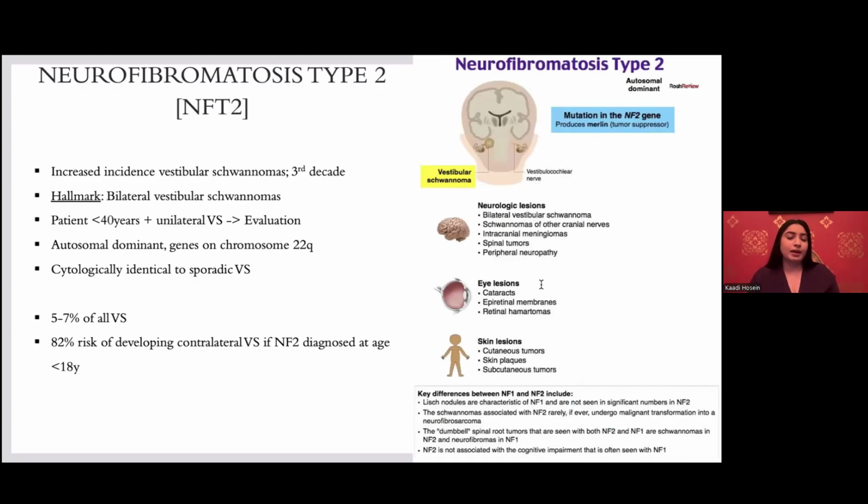The incidence of vestibular schwannomas is increased in NF2, with a peak incidence around the 3rd decade of life, with bilateral vestibular schwannomas being a hallmark. Any individual less than 40 years of age with a unilateral vestibular schwannoma should be evaluated for NF2, as 10 to 25% present initially in this way. Cytologically, the vestibular schwannomas of NF2 are identical to sporadic cases. However, in NF2, the tumors form grape-like clusters that may infiltrate the nerve fibers, unlike most sporadic vestibular schwannomas, which displace the 8th nerve. There's also an 82% increased risk of developing a contralateral vestibular schwannoma if NF2 is diagnosed at the age below 18 years.